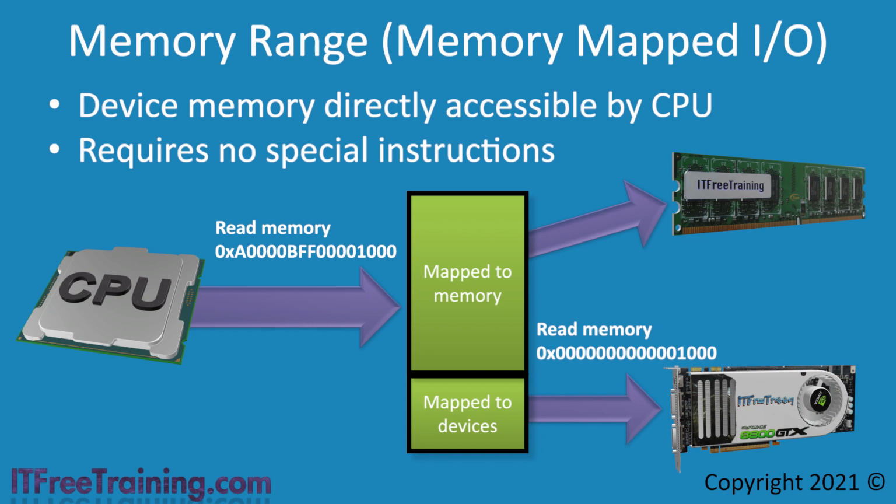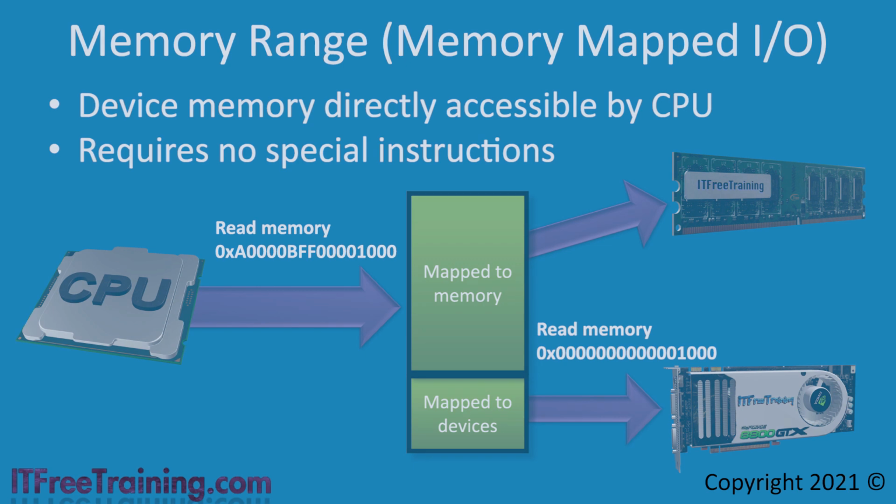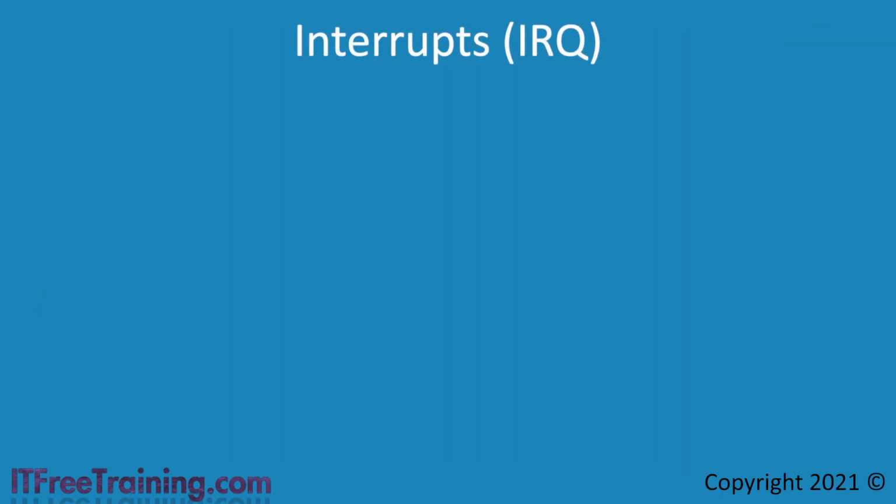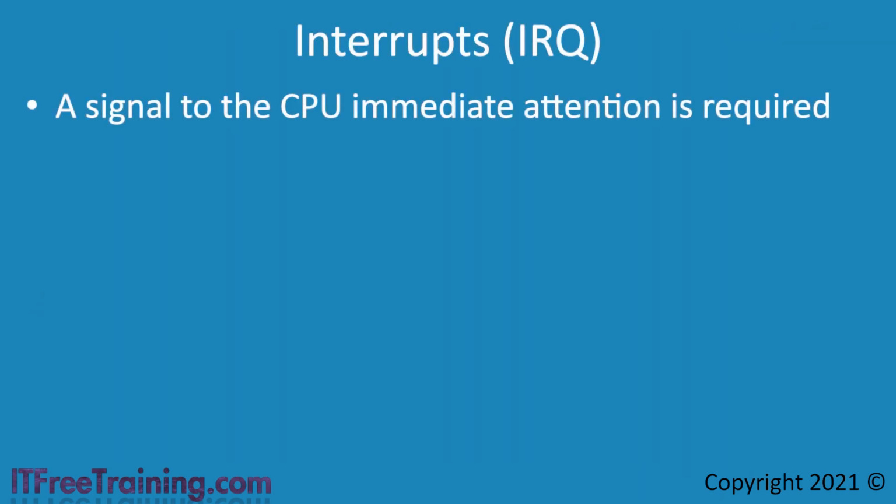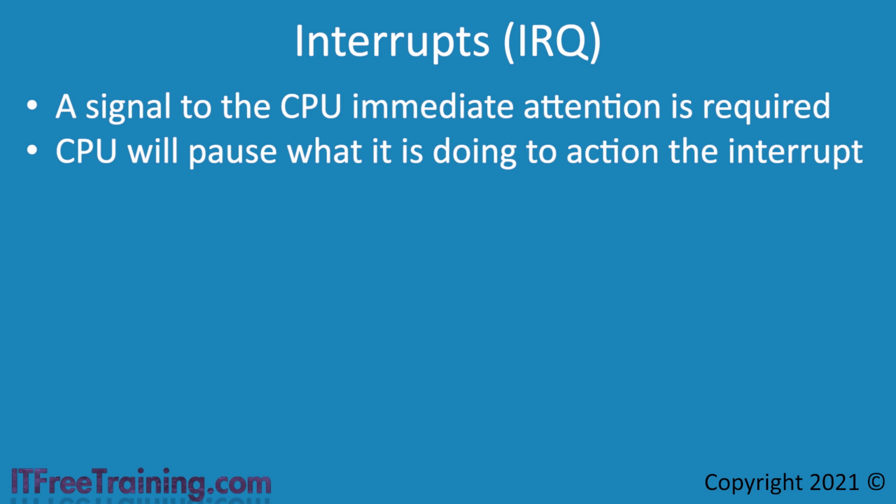Now that we can transfer data to and from the device, we next need a way to control when this occurs. And this is where interrupts come into play. An interrupt is essentially a signal to the CPU that immediate attention is required somewhere else. When this occurs, the CPU will pause what it is doing and action the interrupt. To understand this process better, it is best to consider an example.